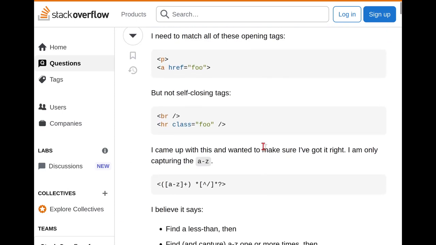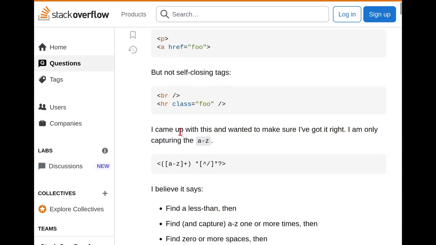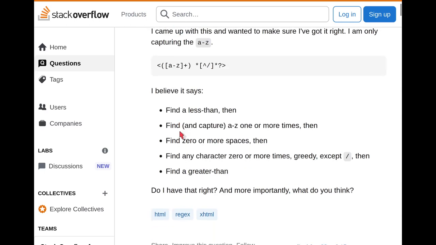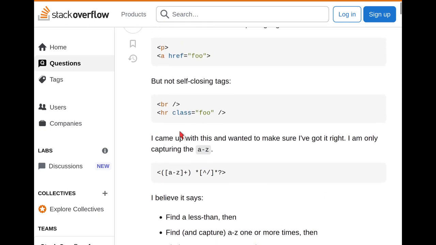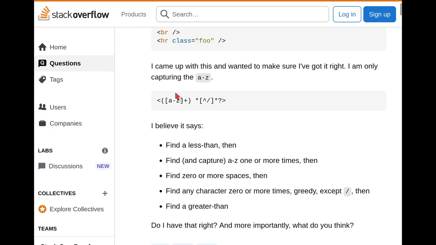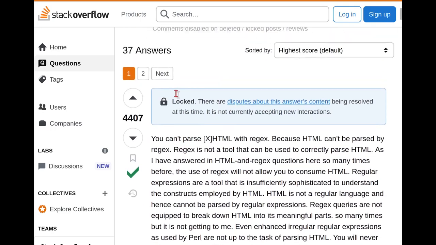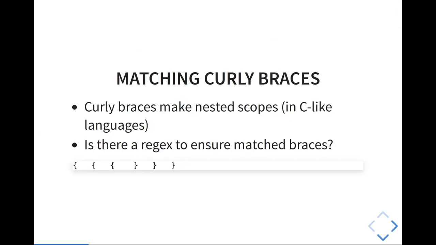Actually, we didn't even see the question. It was, I need to match all of these opening tags, but not self-closing ones. And they came up with a regular expression to try to do it. If he had taken discrete and learned the pumping lemma, he would have been able to convince himself that you won't be able to match start and end HTML tags. So if you're taking discrete, you'll see the pumping lemma, this proof that your definition of a language cannot be expressed with regular expressions.